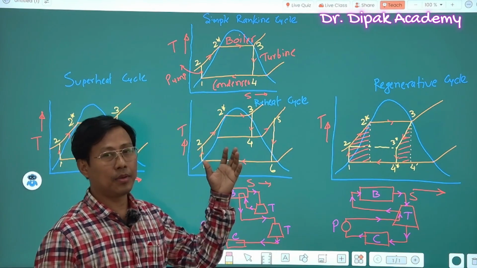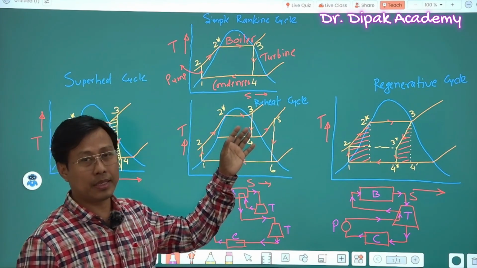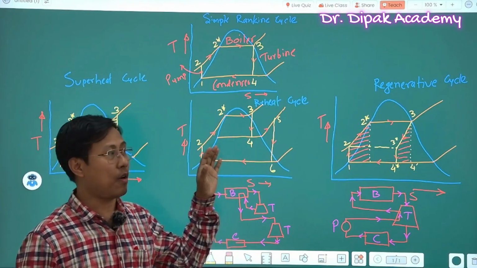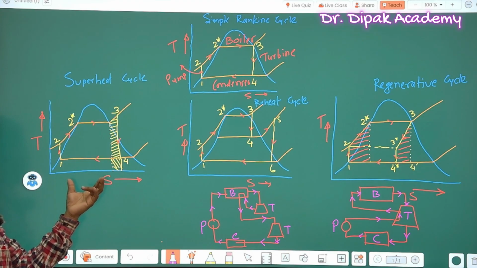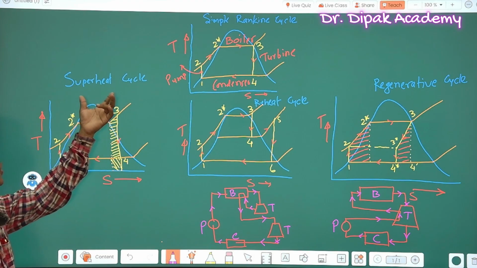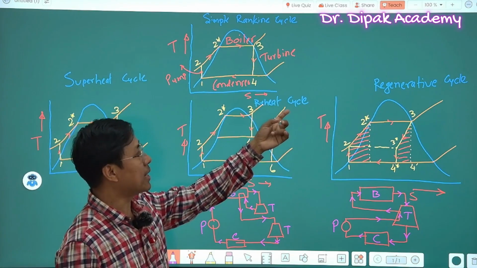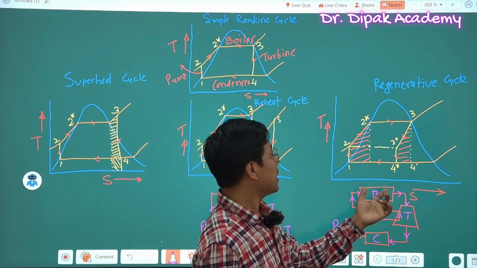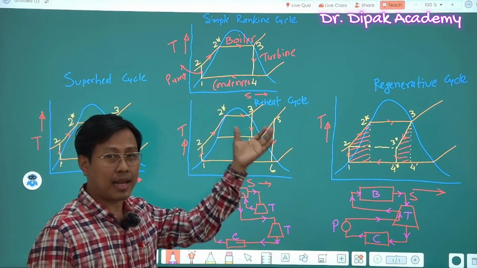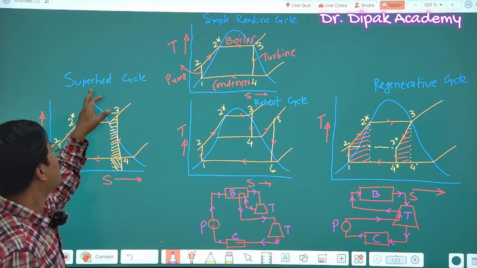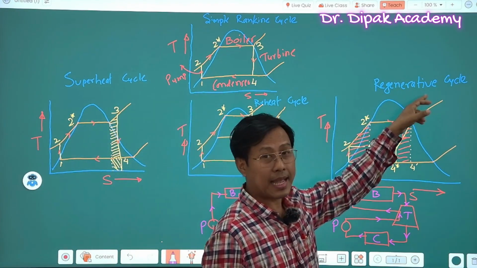So we'll study three different modified Rankine cycles. Here you will see the TS diagrams of all three modified Rankine cycles. This TS diagram is showing the Rankine superheat cycle, and this one is showing the Rankine reheat cycle. And this is the TS diagram of the regenerative cycle. So using these diagrams, we'll compare how the superheat cycle, reheat cycle and regenerative cycle are different.